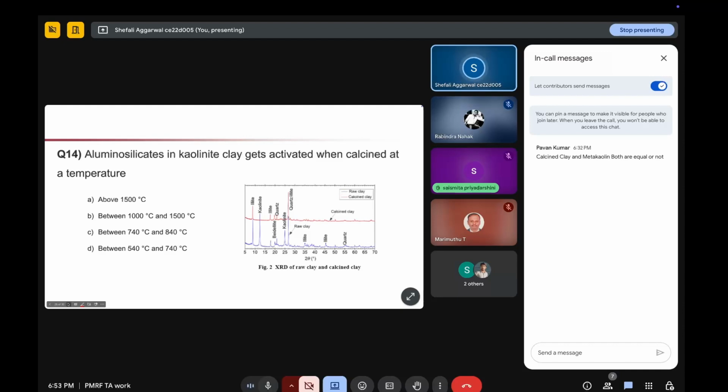Aluminosilicate and kaolinite clay get activated when calcined at a temperature of: above 1500 degrees Celsius, between 1000 to 1500, between 740 to 840, or between 540 to 740. C, 740 to 840, correct. In metakaolinite we have seen we are calcining it at a temperature of 740 to 840 degrees Celsius.